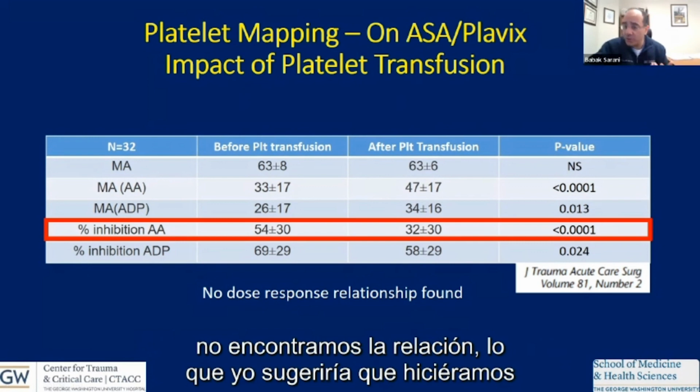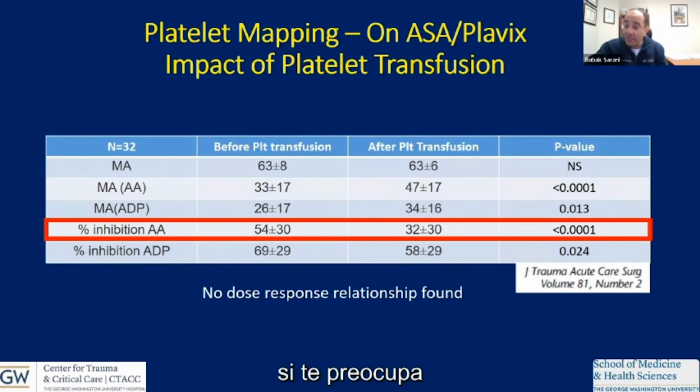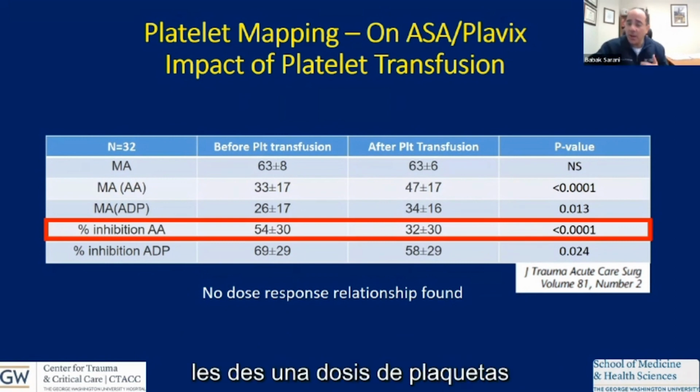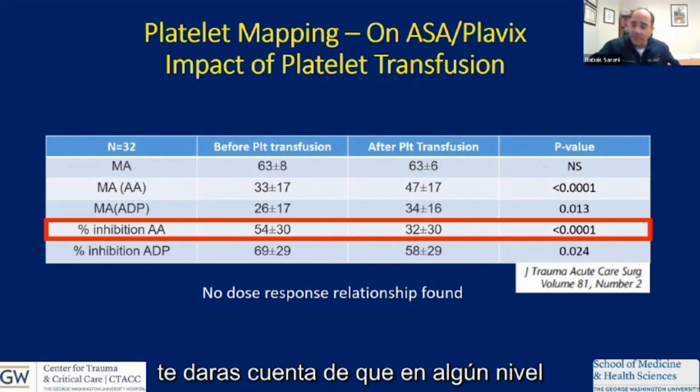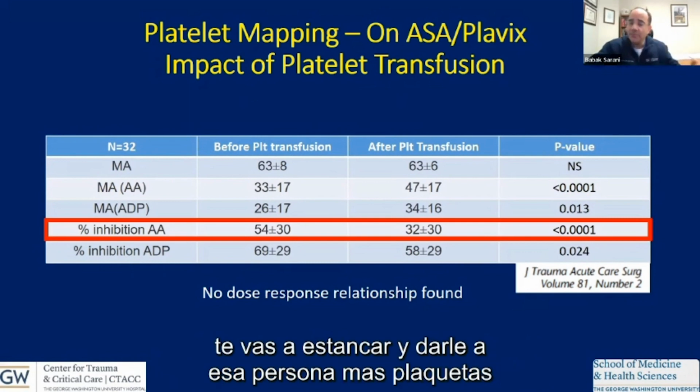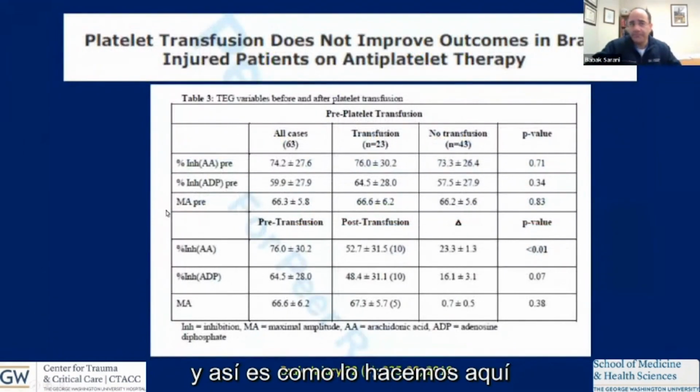What I would suggest we should do is for people who have severe traumatic brain injury, you're worried about them, they're on aspirin, go ahead and give them a dose of platelets and then recheck the TEG. And if you need to give another dose, do that and then recheck the TEG. You'll find that at some level, you're going to plateau and giving that person more platelets is not useful anymore. And that's how we do it here.